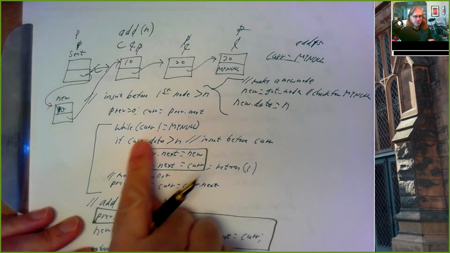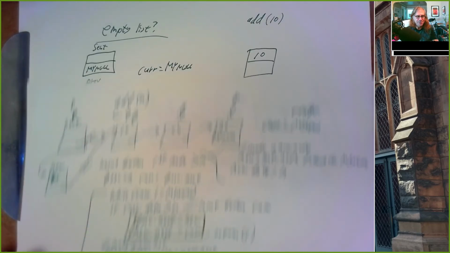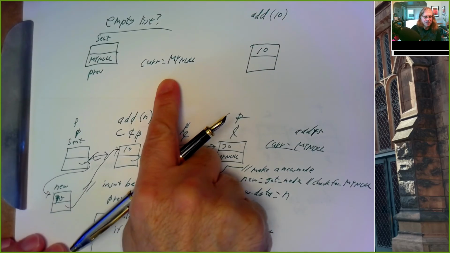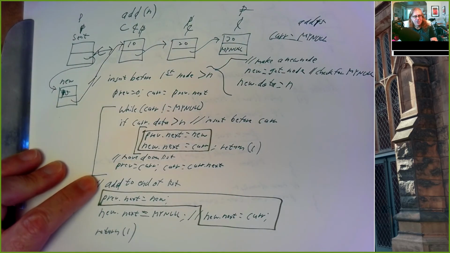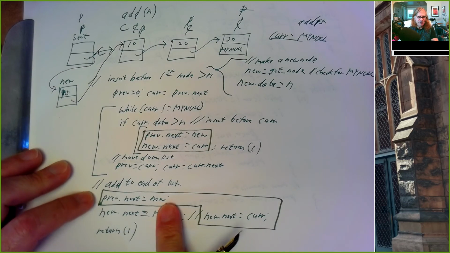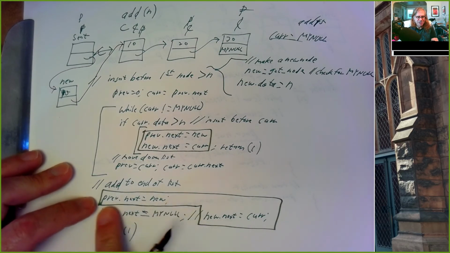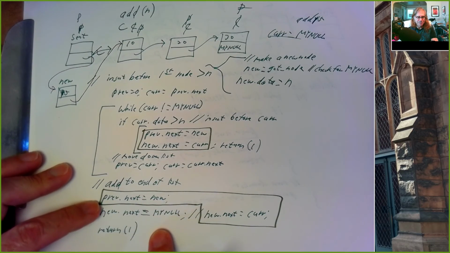All right, and then we're going to go into our loop. It says, well, current is not my null. Well, guess what? Right off the bat, current is my null. So we blow through this loop. We don't do it any times at all. We come right down here to our out-of-loop action, which says add to the end of the list.